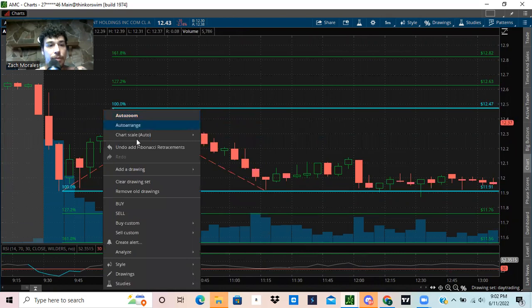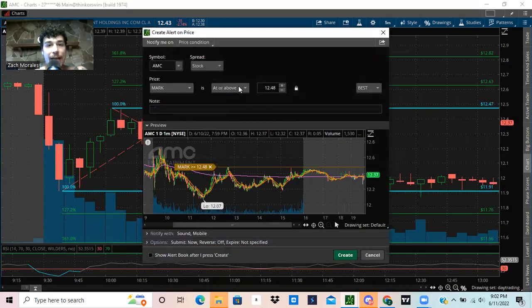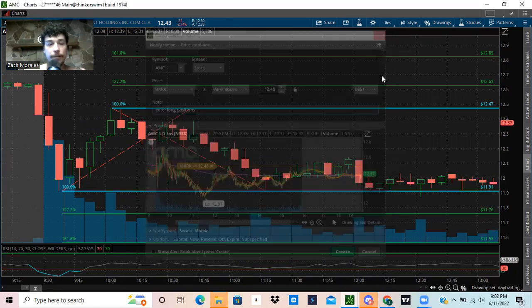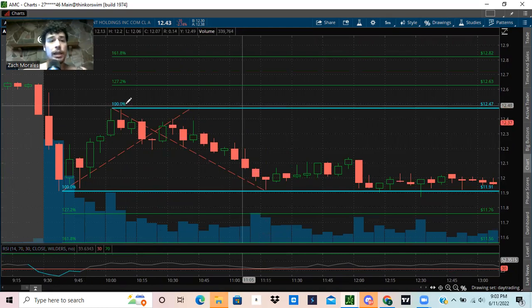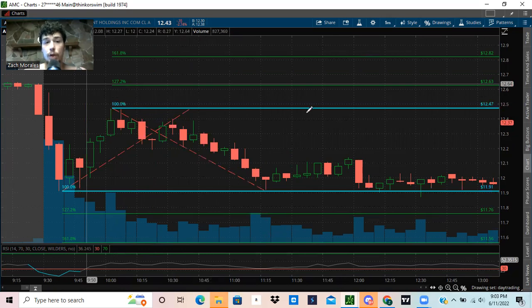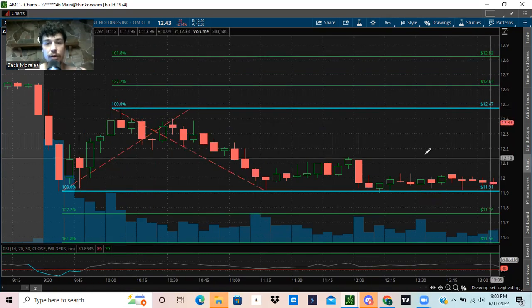What you're going to want to do is come here, right click, go to create alert at or above. Okay, and you would put enter long position. Okay, now whether that's stock, options, whatever it is, you could enter a long position, go to create there. And now you don't even have to be looking at the screen anymore. Okay. Now your phone is going to send you an alert to say enter long positions on ticker symbol AMC when we're above 1247. Right.